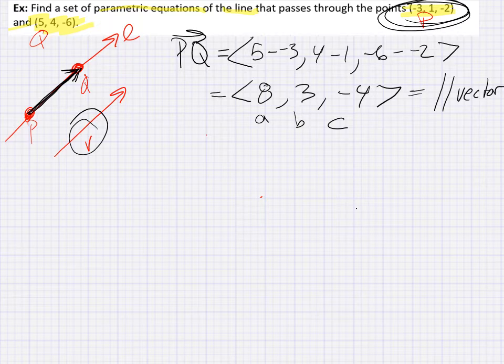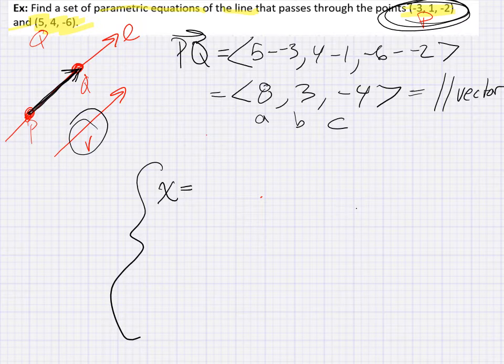I'm going to pick this one. If you could pick Q, your equations will look a little different, but that doesn't mean you get a different line. You would still get the same line, just the equations would look slightly different. They would still yield the same points that would make up the line.